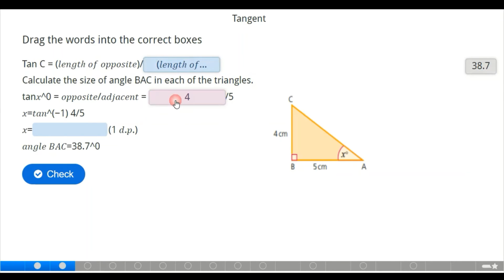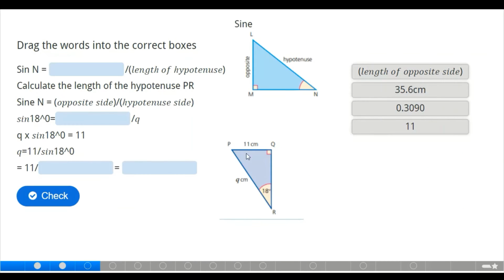So it's going to be 4 divided by 5 here, and that will give us 3.87. Okay, now let's look at the next one we are going to be looking at. We are looking at sine. I'm going to be calling it sine theta, okay?